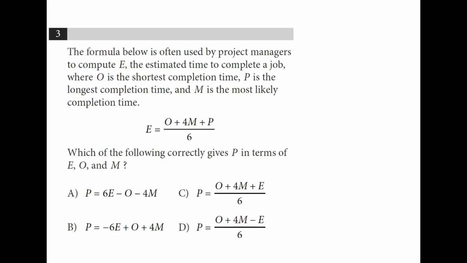Which of the following correctly gives p in terms of the other variables? We're trying to get p all by itself. The first thing we're going to do is multiply both sides by 6. So we have 6e is equal to O plus 4m plus p.